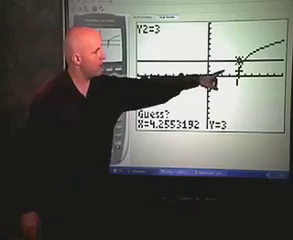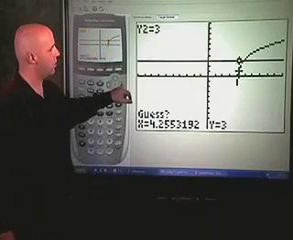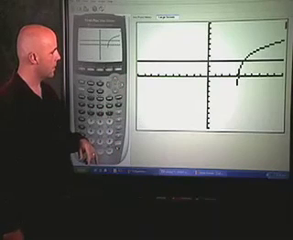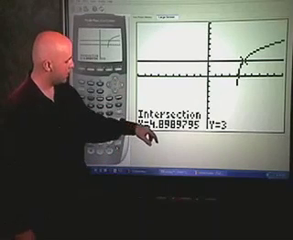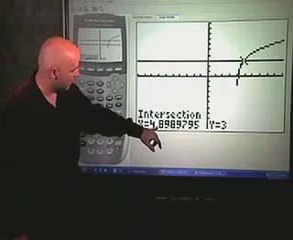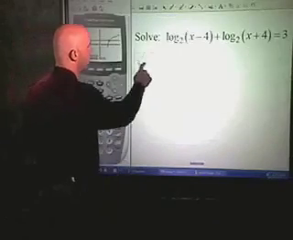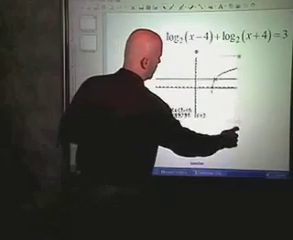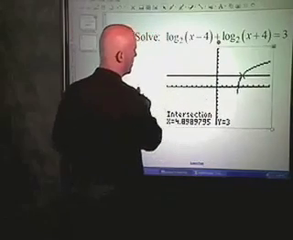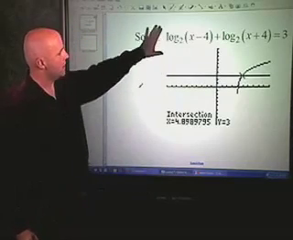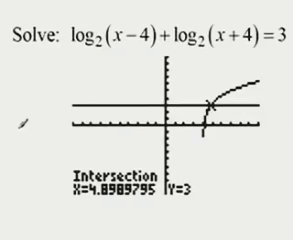And for our guess, we're actually pretty close to our intersection point, but we're going to scroll over just a couple more so we're a little bit closer and hit enter. We get our intersection point is roughly about 4.899. So we'll go ahead and drag that over. So using our graphing utility, you can see that the solution set to this equation will be roughly 4.899.